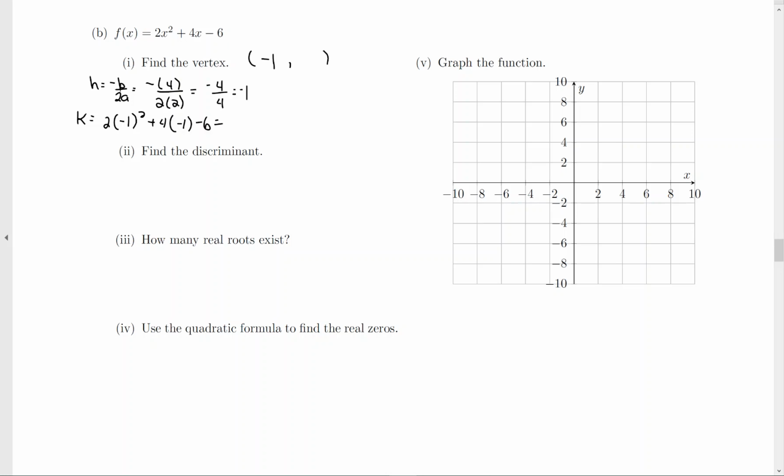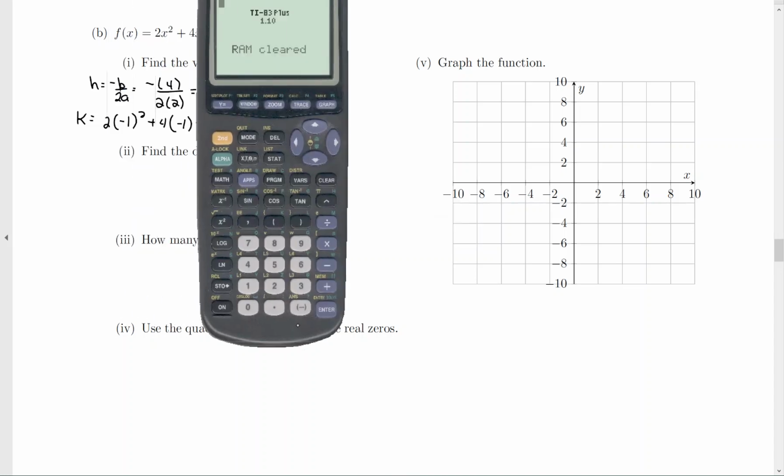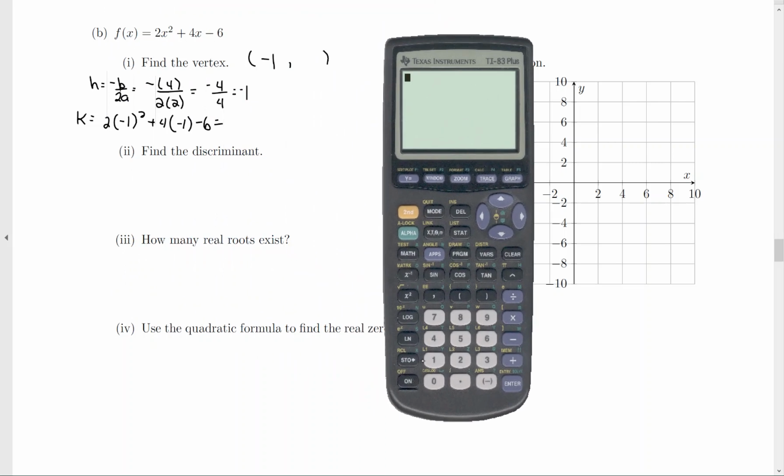This is where I would probably double check with your calculator, because it's really easy to make a sign error on this. And if you're going to use your calculator, I'm going to remind you again to use parentheses around these negative numbers. 2 times negative 1 quantity squared plus 4 times negative 1, and then minus 6.